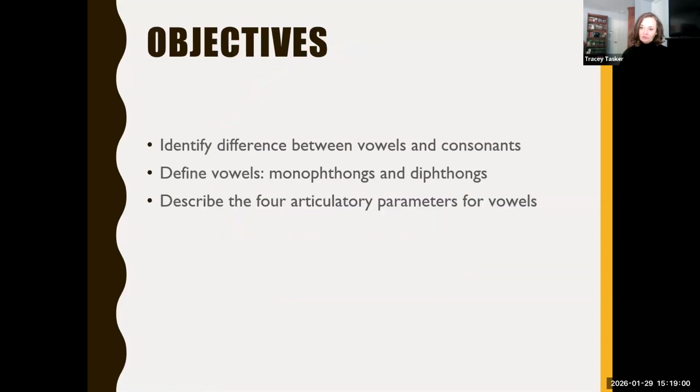Okay, so today we're talking about the differences between vowels and consonants. We're going to talk about pure vowels versus diphthongs, and we're going to talk about how we categorize vowels based on how we make them in the articulatory tract. So whether they're made in the front of the mouth versus the back, whether they're made high or low. So we'll get into that.